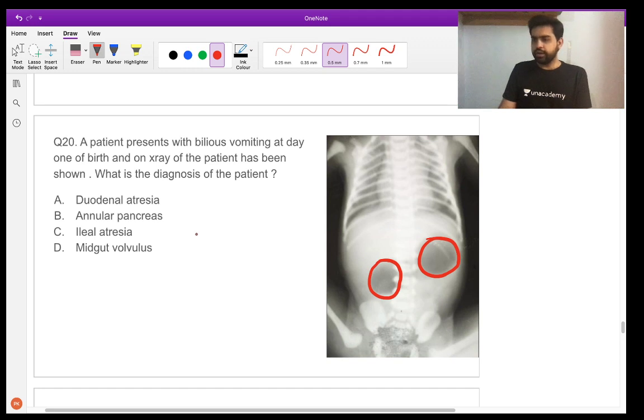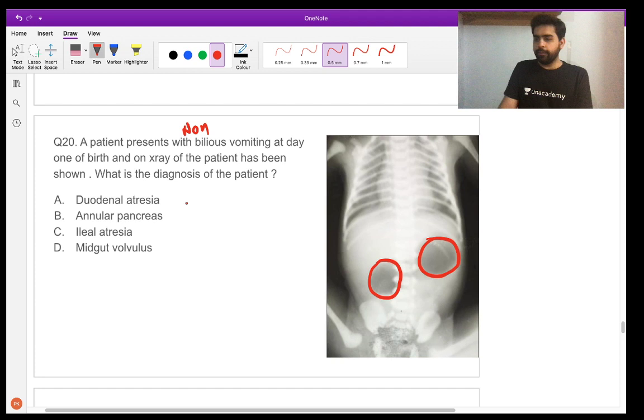Okay, so you don't get a double bubble appearance in annular pancreas? A double bubble sign, that is fine, but don't you get it in annular pancreas? Okay, right. Now, it is actually my mistake. I didn't frame this particular question in a very smart manner. Here, I should have given you non-bilious vomiting. I changed this question to non-bilious vomiting. What is the answer now?